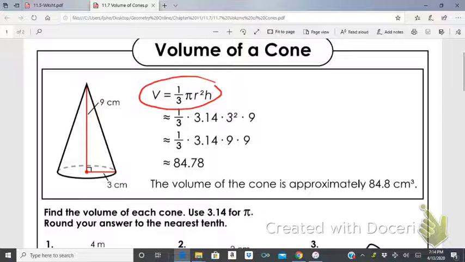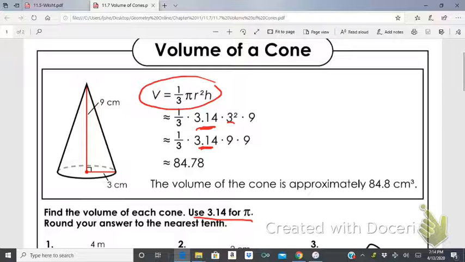It actually has a really nice worked out example for you. It tells you to use pi as 3.14, so that's where that number is coming from. I've used pi in every other one of my answers. So they even worked this problem through for you. So it's 1/3, the pi is 3.14, the radius is 3 squared times 9 is the height, and we're done.